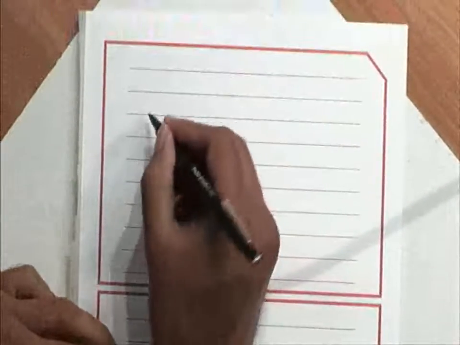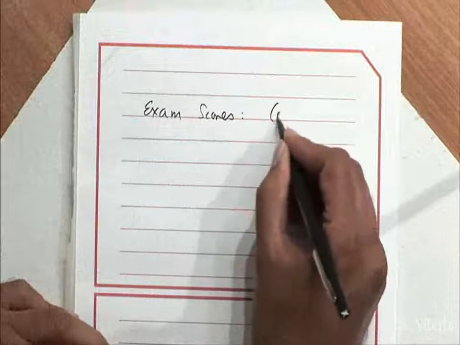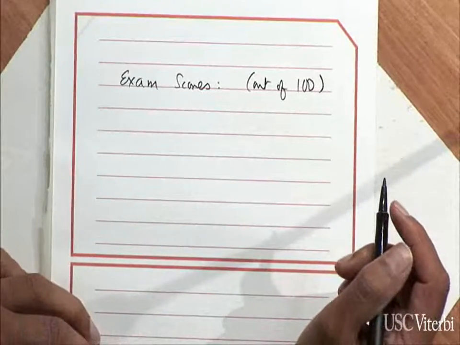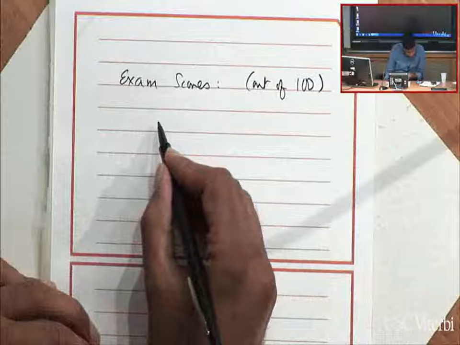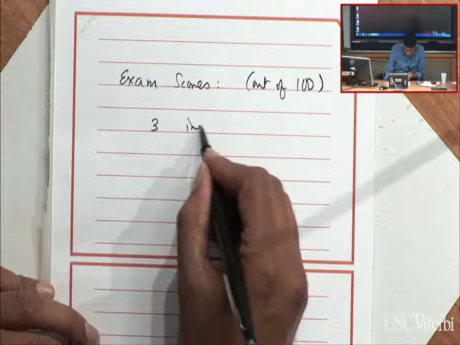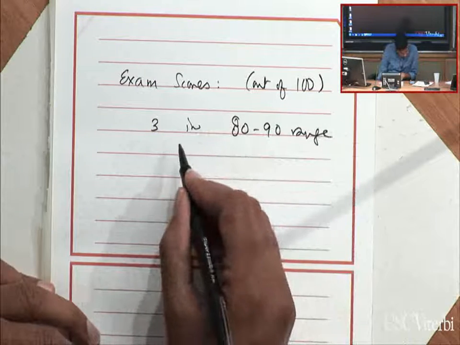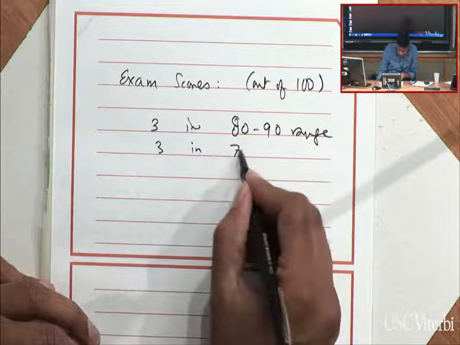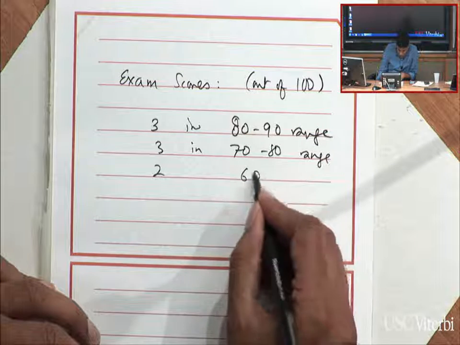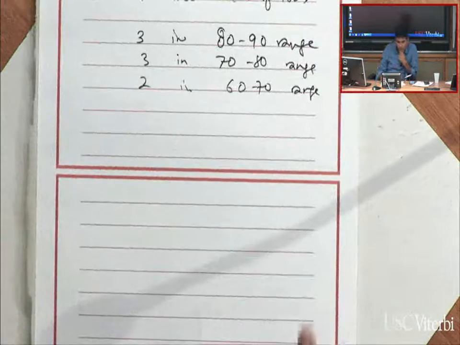And I thought I'd mention just briefly the exam scores, which were out of 100. I have 3 in the 80 to 90 range, 3 in the 70 to 80 range, and 2 in the 60 to 70 range. So that's how the distribution of the scores turned out to be.